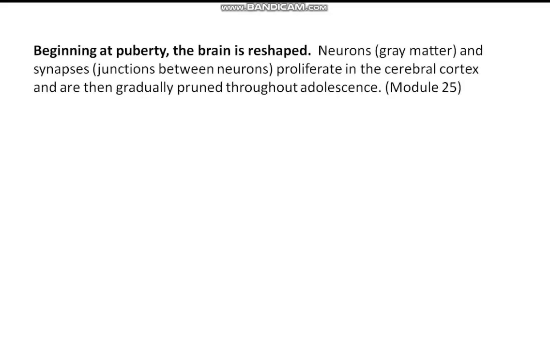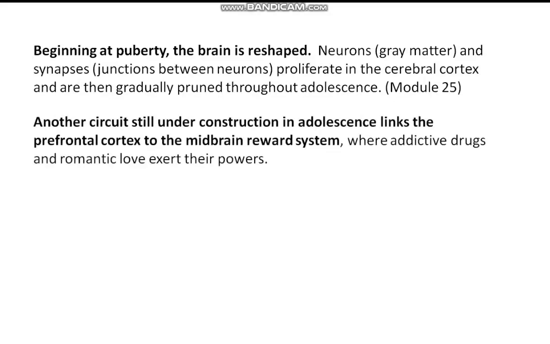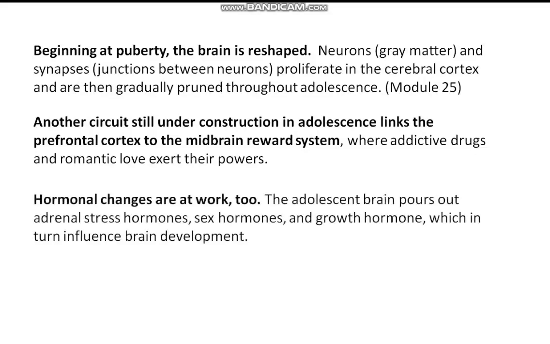Beginning at puberty, the brain is reshaped. Neurons and synapses proliferate in the cerebral cortex and are then gradually pruned throughout adolescence. Another circuit, still under construction in adolescence, links the prefrontal cortex to the midbrain reward system, where addictive drugs and romantic love exert their powers. Hormonal changes are at work too. The adolescent brain pours out adrenal stress hormones, sex hormones, and growth hormone, which in turn influence brain development.